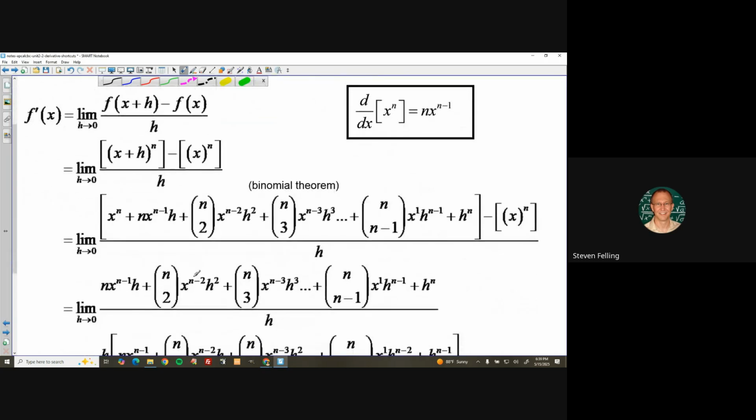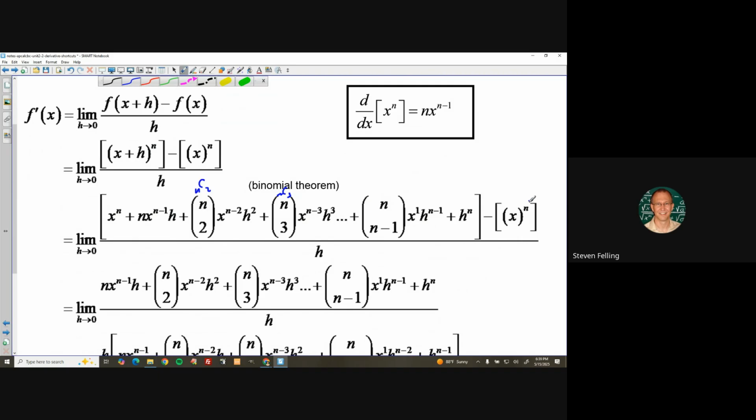And you can factor this, or you can expand this (x plus h) to the n power using the binomial theorem. There's a structure to be able to do this. This is another way to say combination. So this is equivalent to saying n choose 2, n choose 3, and so on. Okay. And then minus x to the n.